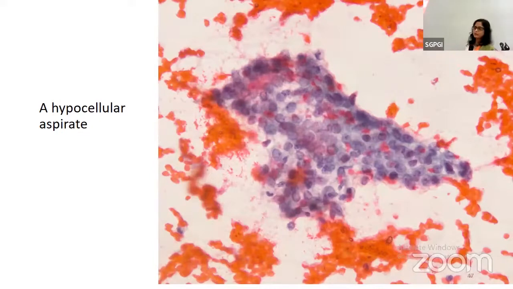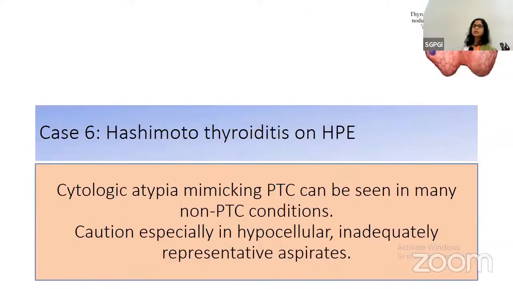Now, I didn't show you one feature which is very subtle in this. So can you see some lymphocytes over here? 1, 2, 3, 4, 5. Some centrocyte nuclei, some dark staining nuclei. So that was in retrospect. I cannot say that I saw it the first time. This turned out to be Hashimoto thyroiditis on histopath examination.